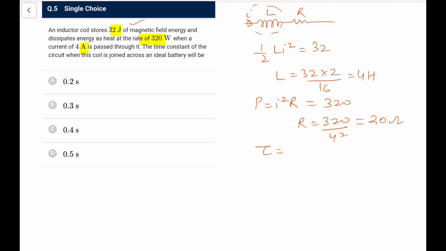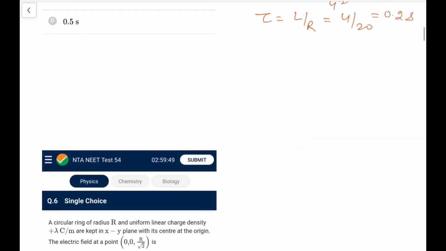Now what is the time constant when the coil is joined? That we know is equal to L by R, that is 4 by 20. So it comes out as 0.2 seconds. So again, just by the language you can make it out. You know this coil is depicted as a combo of L and R.